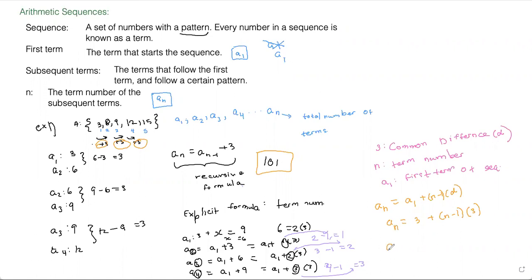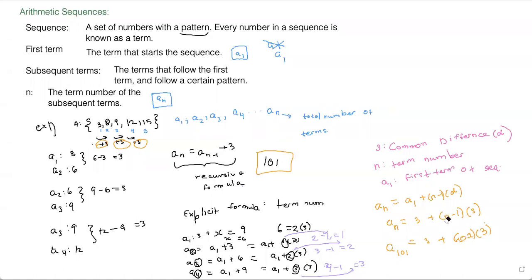So we now need to find the 101st term, right? 101. And we know that is equal to 3 plus 101. Multiply this by 3. Oh, wait, I wrote the formula wrong. Can someone spot what I did wrong? I know what I did wrong.